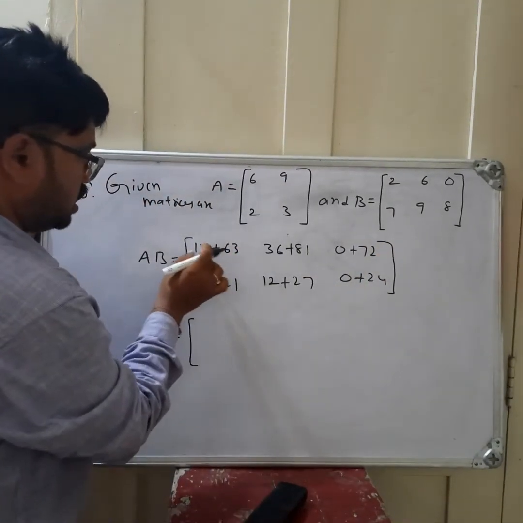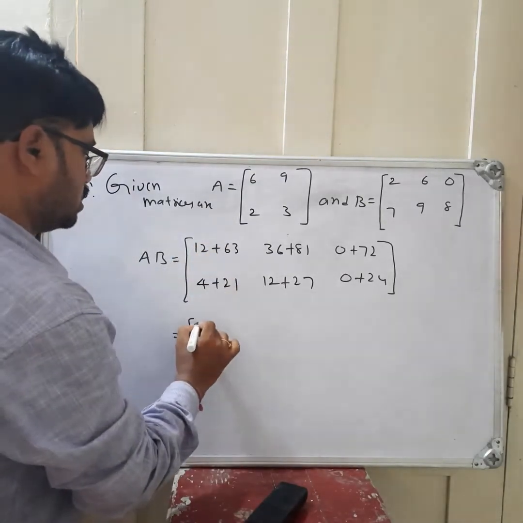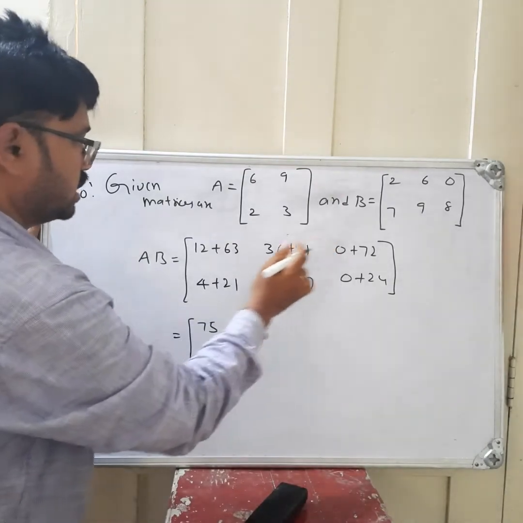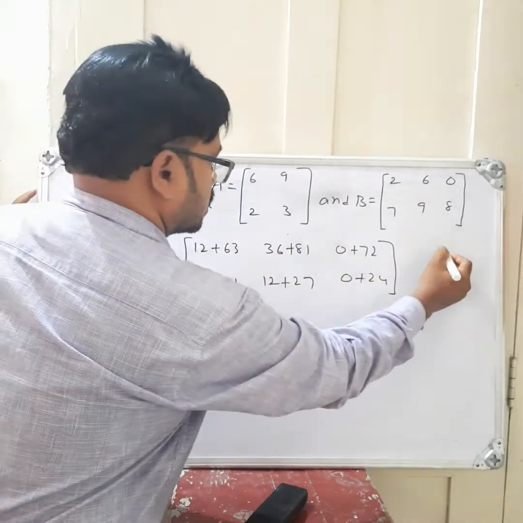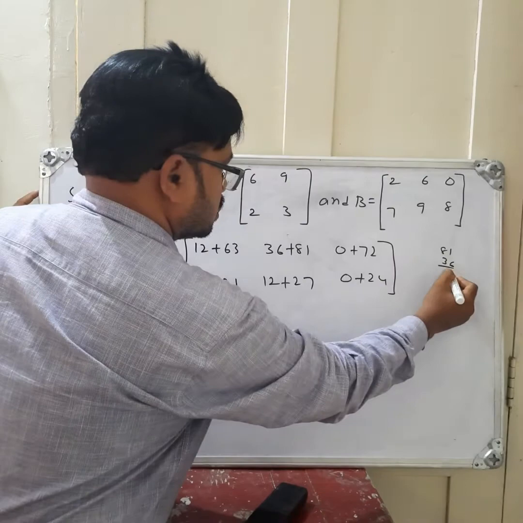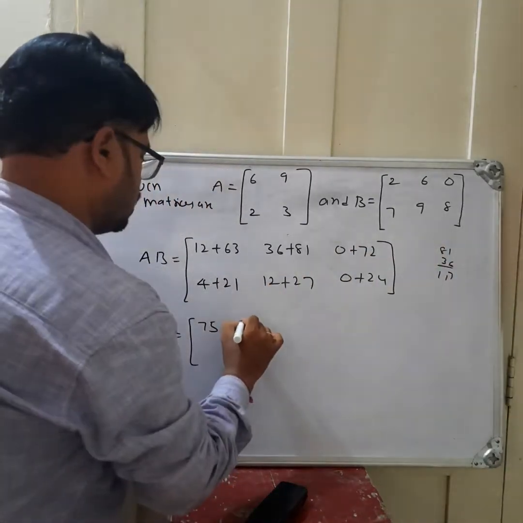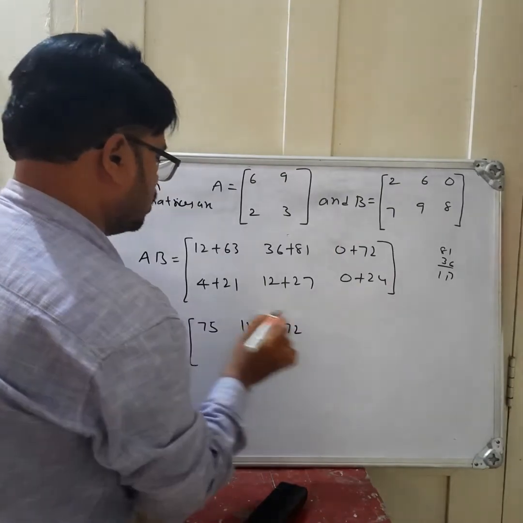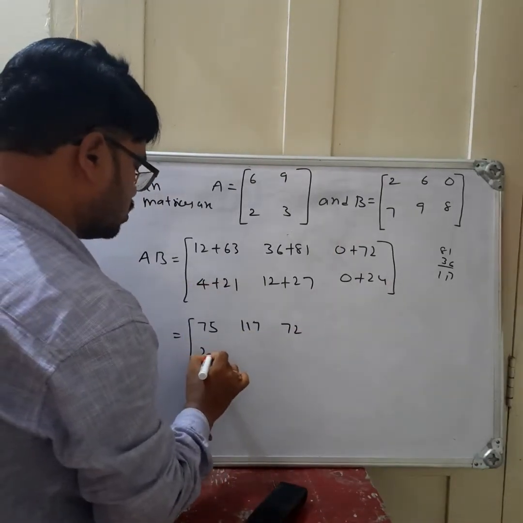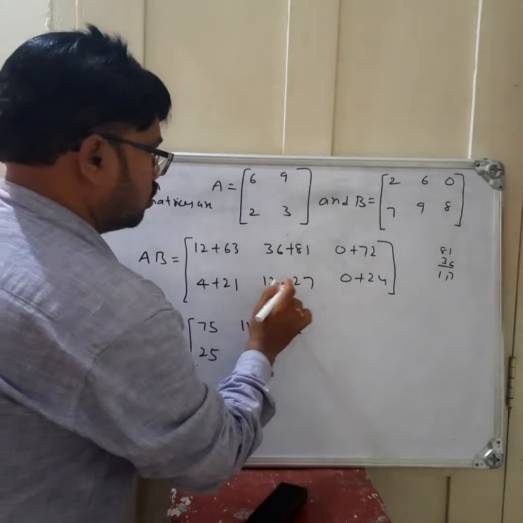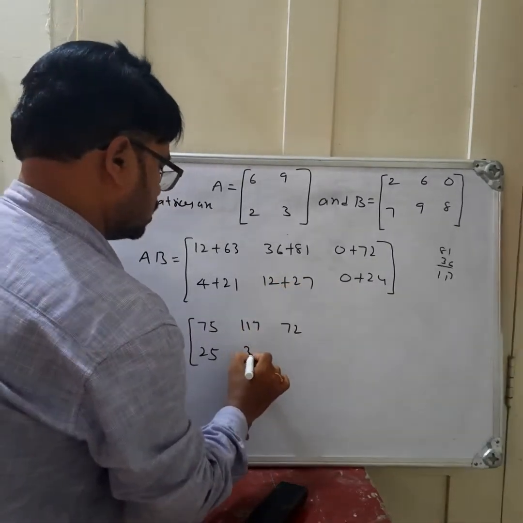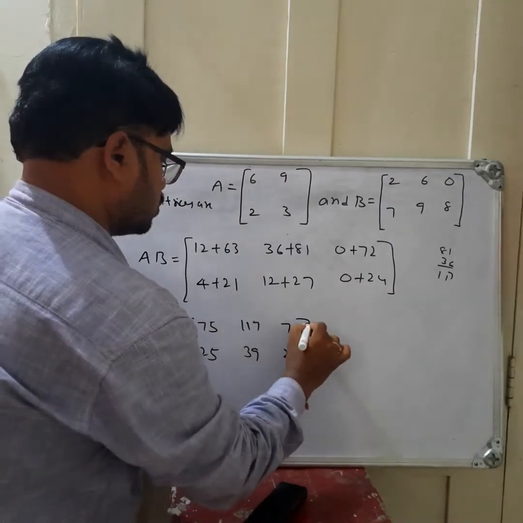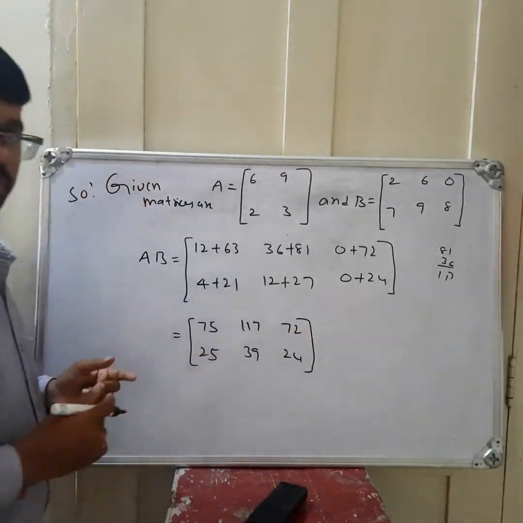See here, 63 and 12, the value is 75. And 81 and 36, the value is 117. 72 plus 0 is 72. And 21 plus 4 is 25, and 27 plus 12, the value is 39, and 24 plus 0 is 24. This is AB.